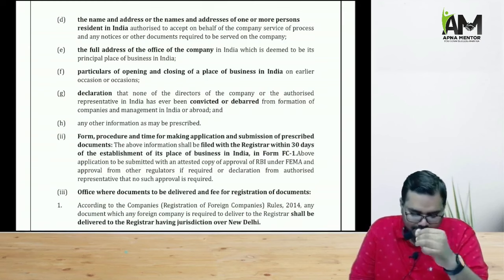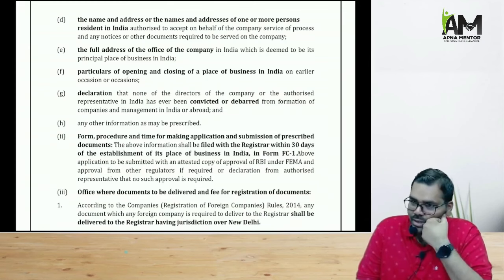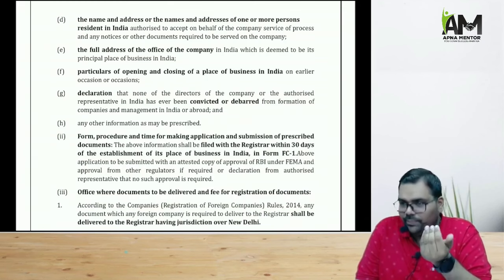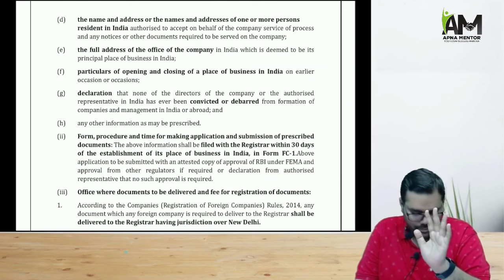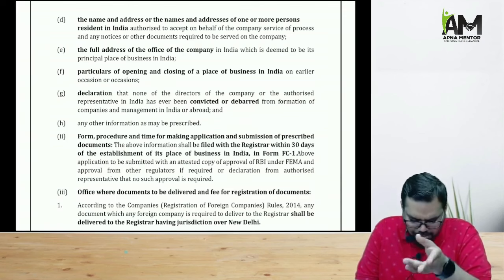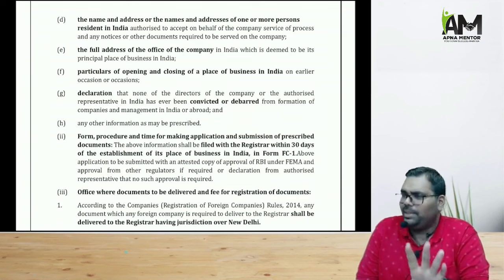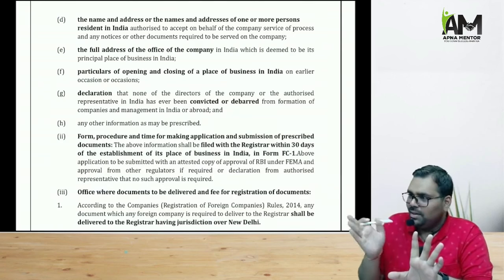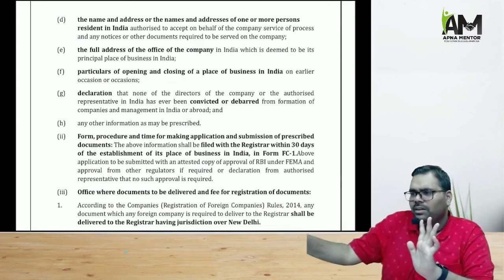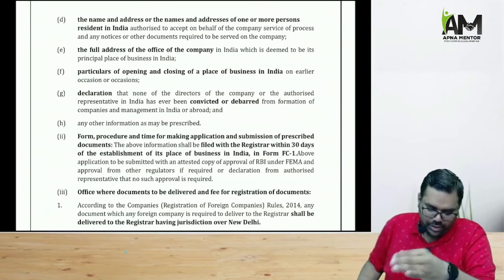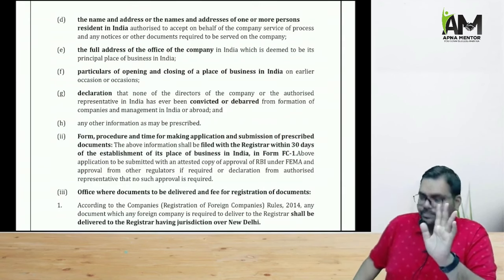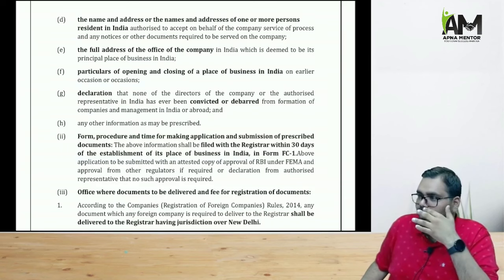So a declaration is needed. What declaration? That none of the directors of the company or the authorized representative in India has ever been convicted or debarred from the formation of companies and management in India or abroad. Or any information as may be prescribed. The government said it can't think of anything right now, but later on, if they remember, they will specify other details in the rules. So any other information as may be prescribed.